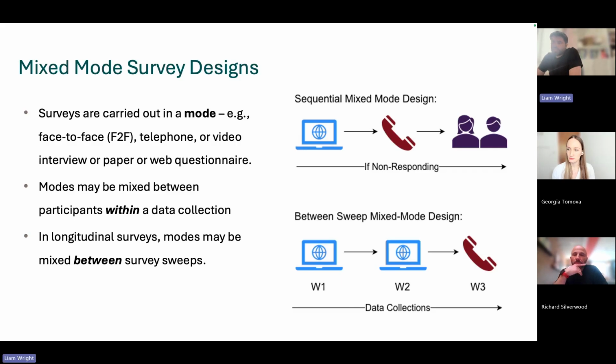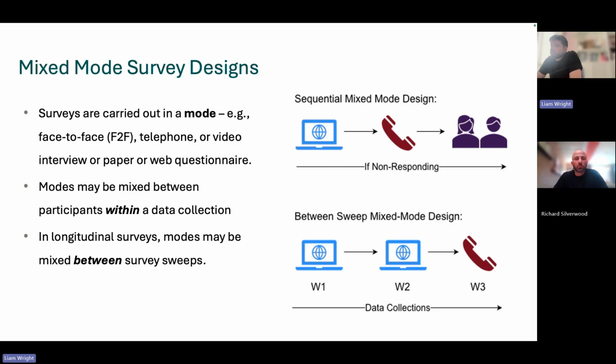Surveys can use a mixture of modes within a given data collection. And many surveys have started to use mixed mode designs in their surveys to reduce costs or increase response rates. So one popular design that's been increasingly used is a sequential mixed mode design. So for instance, you might invite participants to respond by web questionnaire because that's cheapest and most convenient. And if they don't respond, call them up for a telephone interview or knock on their door for an in-person interview to increase those response rates while reducing overall costs.